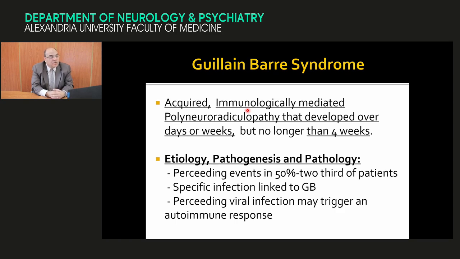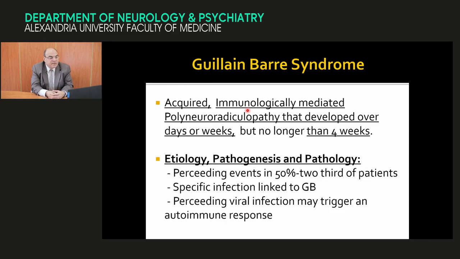The second part, polyradiculoneuropathy that develops over a period of days or weeks, but no longer than 4 weeks. This means that the inflammation is ascending. So you may be confronted with a patient with mild manifestation, just glove and stocking, mild weakness, but he can walk without assistance. And in the next few days, the weakness progresses to involve more proximal muscles, involve the upper limb, and involve the respiratory muscles. So this means that it is an ascending disorder.